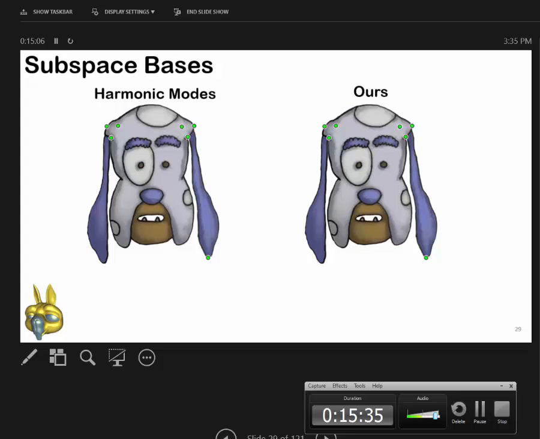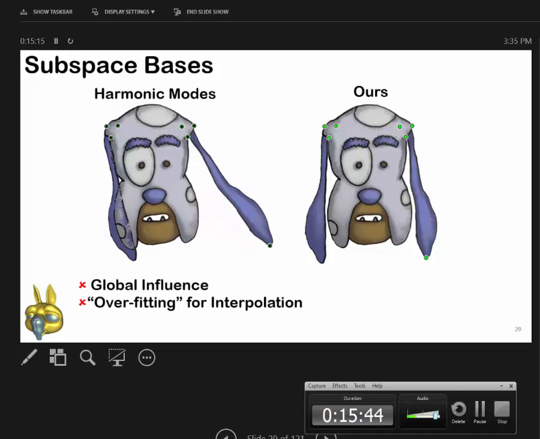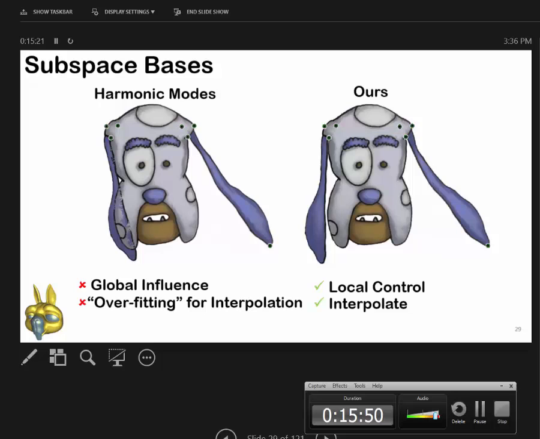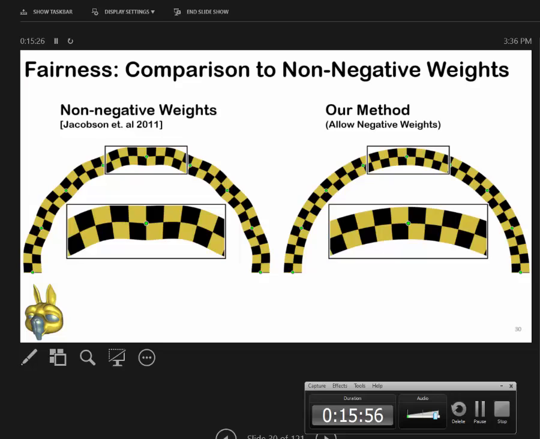Previous spaces used in physical simulation, like harmonic modes, could suffer from their global nature. In this example, moving the right ear of the bulldog also affects the left ear, which is undesirable. In contrast, our method is the most suitable for hard constraints and also interpolation. Our weights allow negative values, and we highlight that negative weights are essential to obtain fair deformations. In this example, we bend the rectangle into a half circle using both non-negative weights and our method. The non-negative weights result in ripples, and our method provides pretty good deformations.